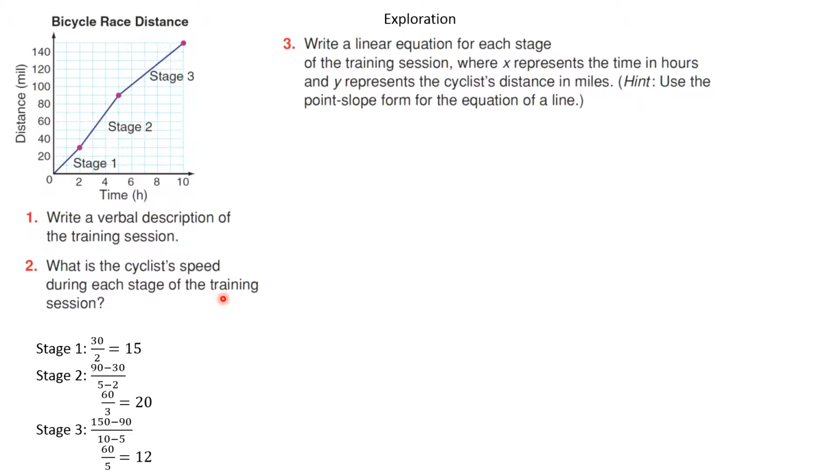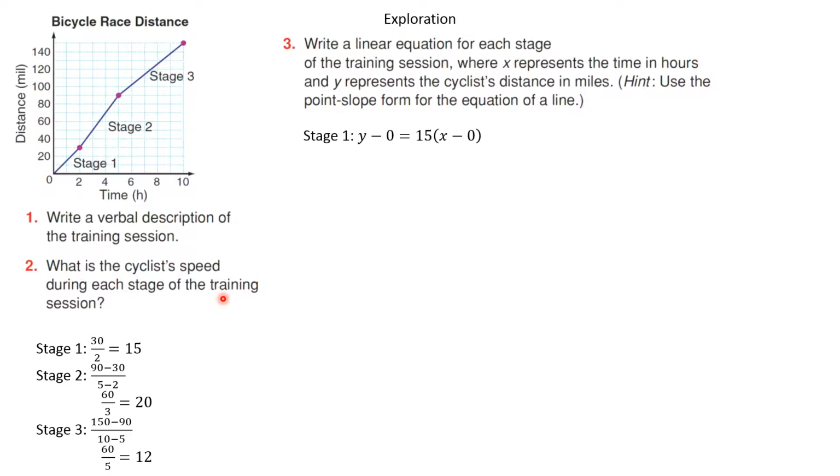I hope you've noticed that the lines aren't the same. The y lines are each 10, the x lines are each 1, so you can't just count lines. Oh, we went up 3 and over 2. Now we went up 30 and over 2. Then stage 3, 150 minus 90 over 10 minus 5, which is going to give us 60 over 5, which is 12.